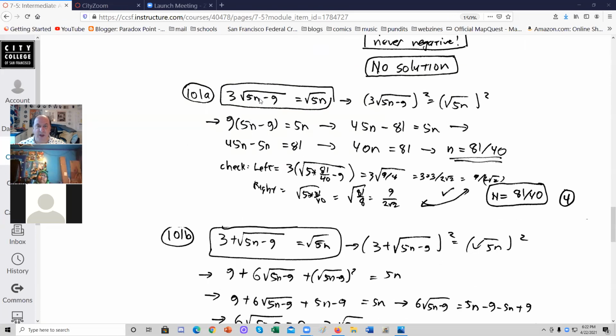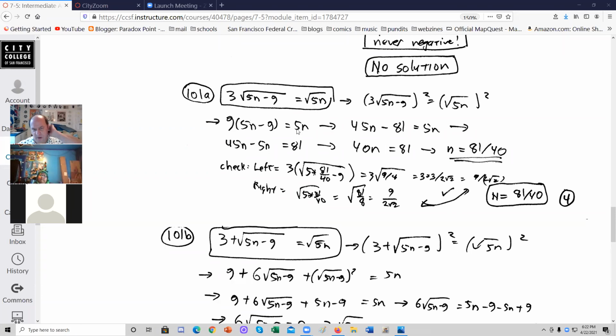3 root 5n minus 9 equals root of 5n. All right, square both sides. Square of 3 root 5n minus 9 equals square of root 5n. Square distributing over these, the square of 3 is 9. Square of the square root will just be 5n minus 9. Square of the square root is just 5n.